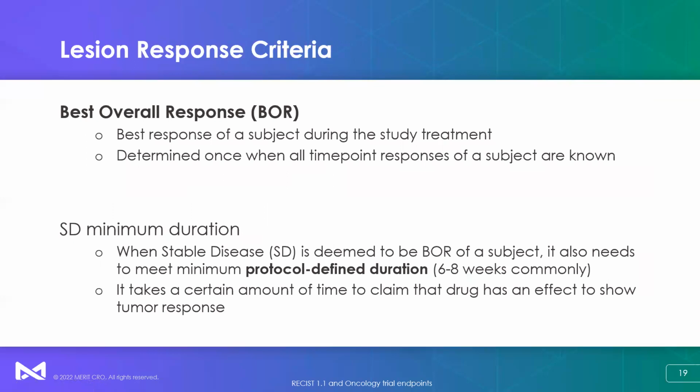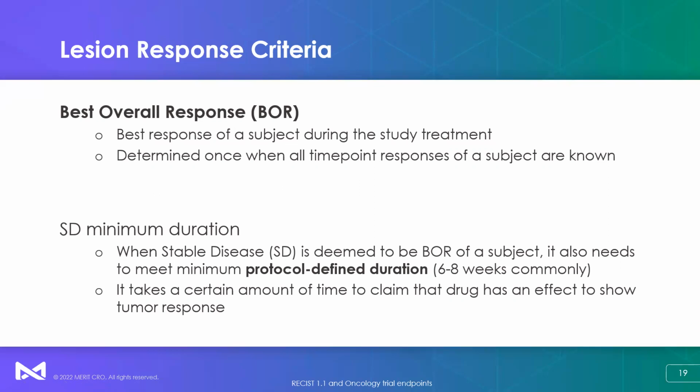And on top of the overall time point response that is given at each time point, there is another response type called the best overall response. This value is a single value that is given to a subject as a whole. It is simply the best response of a subject during the study treatment. And this can only be determined once all time point responses of the subject are known, starting from the baseline until the end of the study visits.